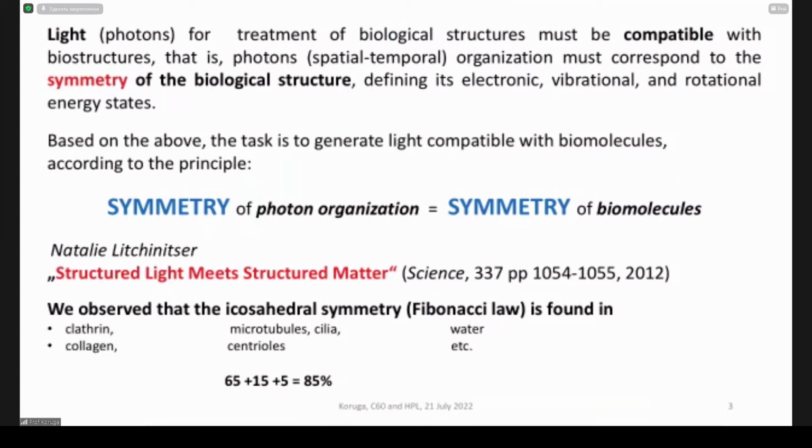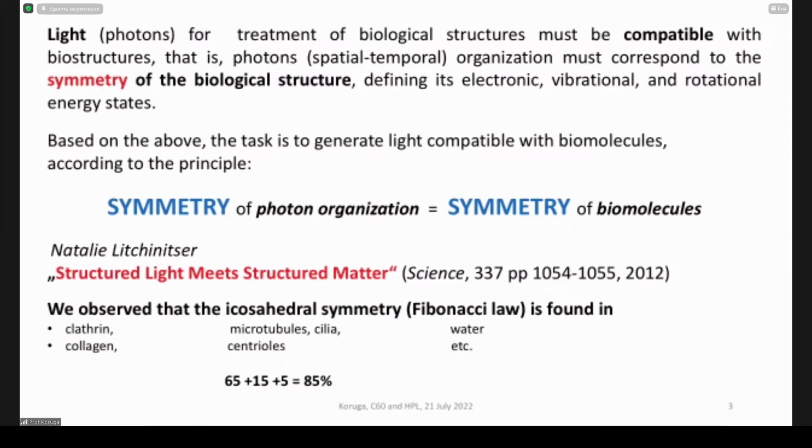And what we found out is that symmetry is a very important rule. That means that the organization of the photons and the organization of the biomolecules' electromagnetic properties should be the same. In that case, pattern recognition of energy and information will be much better.